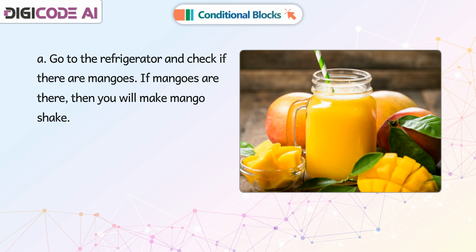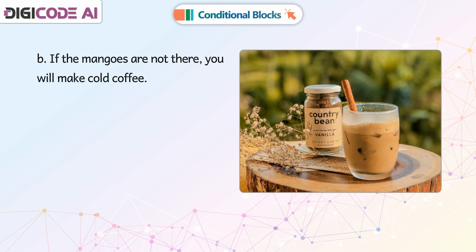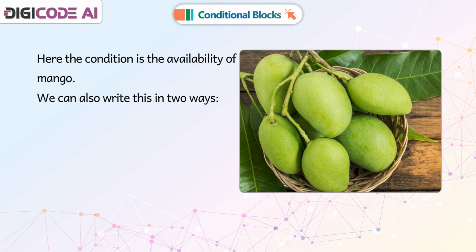Go to the refrigerator and check if there are mangoes. If mangoes are there, then you will make mango shake. B. If the mangoes are not there, you will make cold coffee. Here the condition is the availability of mango.